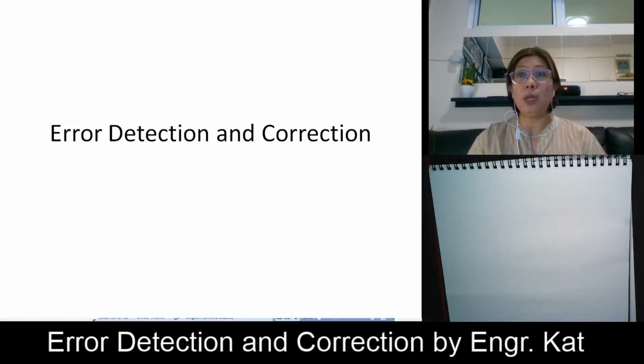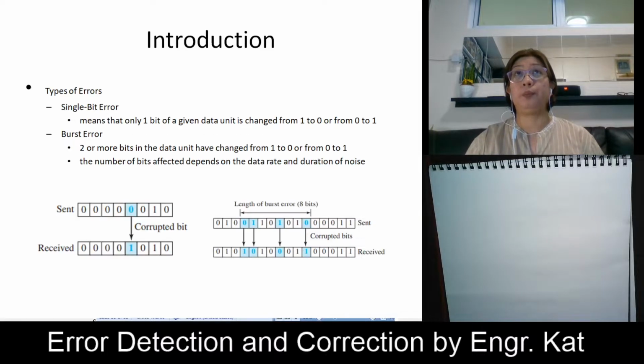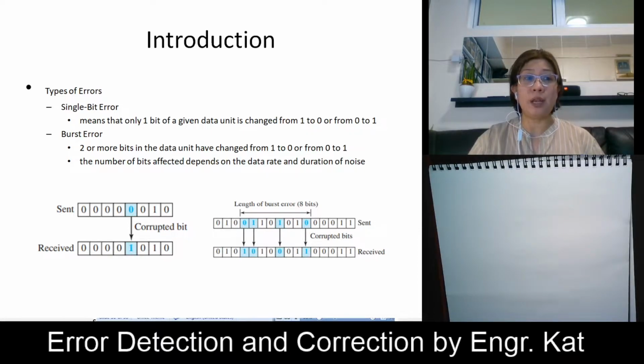However, when we talk about digital data, when we talk about text, we expect a very high level of accuracy. So this is where error detection and correction comes into place. To start with, as an introduction, we will be discussing some issues that may be directly or indirectly related to error detection and correction. One of them is the types of errors.